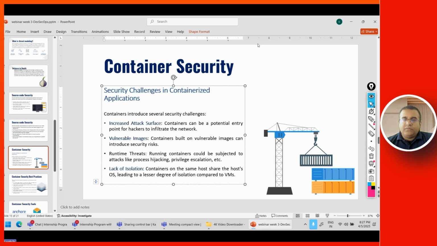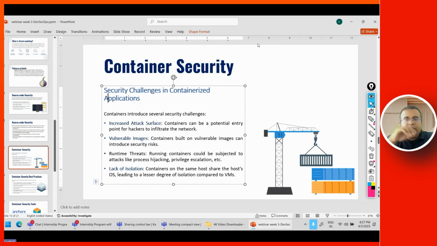All right. So again, having containers is going to increase the number of places where an attack could happen. We can build a vulnerable image, and runtime types are subjected to attacks like hijacking and privilege escalation. So all kinds of attacks that apply in a normal environment will also apply in the container environment. In some cases, containers on the same host share the same OS, leading to a lesser degree of isolation compared to VMs.